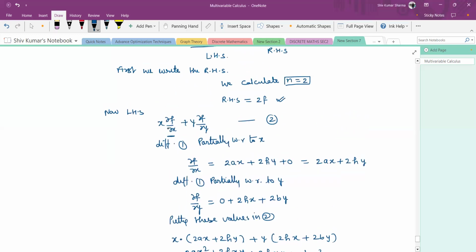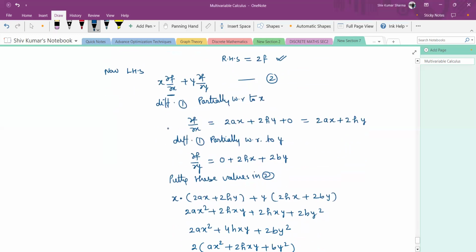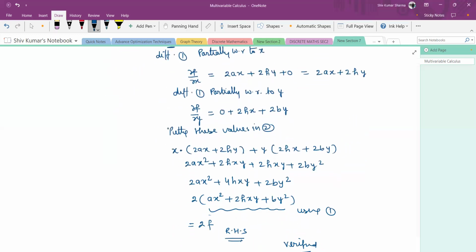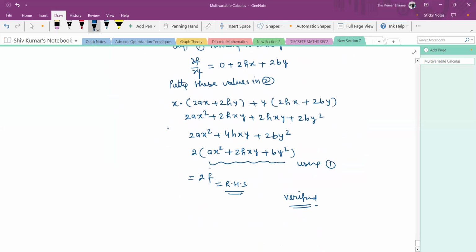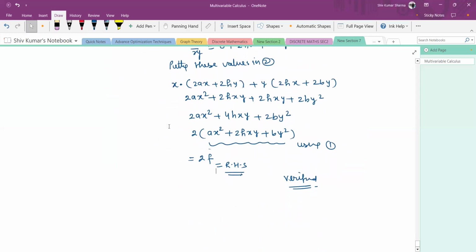So this is our RHS part. That means when we solve the LHS, LHS is equal to RHS. This is the type of problem we will solve, that means when a question is asked in the examination related to verify. Okay, so we verify LHS is equal to RHS. We take one more problem related to that.